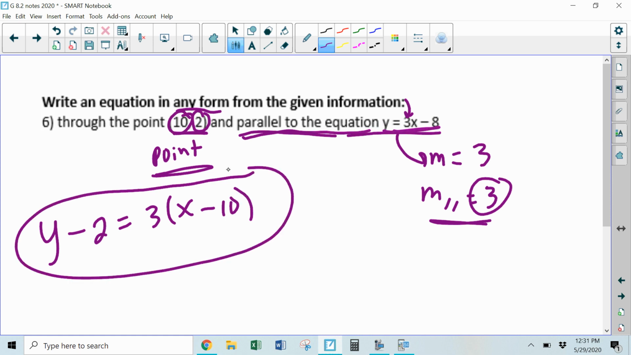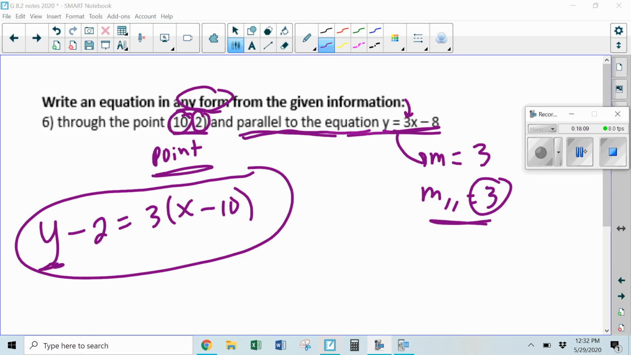I can circle this as my final answer because it says any form. If they had asked me for slope intercept form, I would get y by itself. If they had asked me for standard form, I would get x and y on the same side. Make sure that a is positive, no decimals, and no fractions.